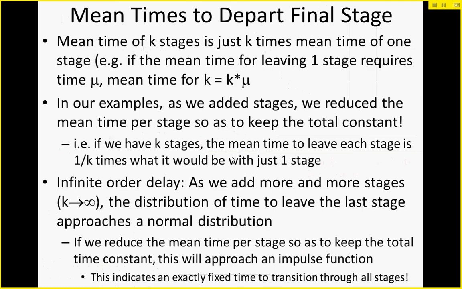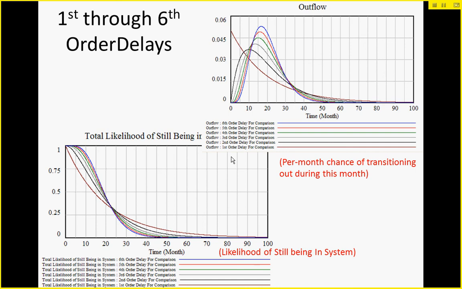Let me ask this. Suppose I were to take this to the nth degree. Suppose I were to create a 100th order delay or 200th order delay or 1,000th order delay. In the limit, what does this start to become? In the limit, what does this start to look like? Here, remember, we're starting with the first stock full. What will this start to look like? In the extreme limit, where we have kth order delays as k goes to infinity.